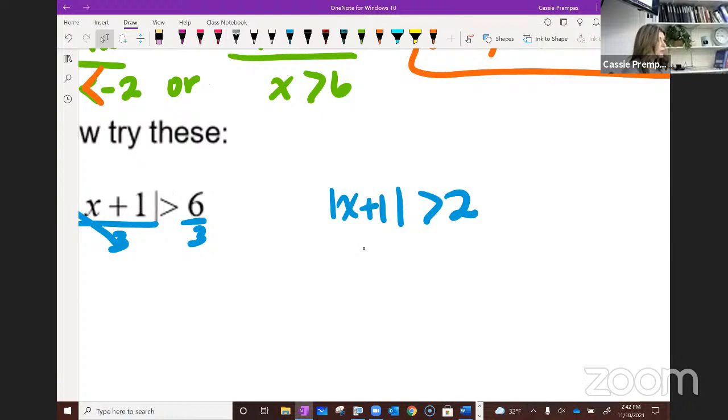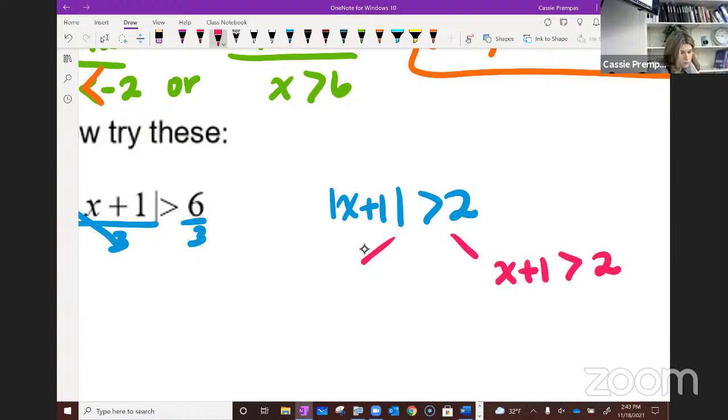All right, now we have the absolute value of X plus 1 is greater than 2. I'd like you to turn to your partner, this time the person with the shorter hair. You share how you would go about solving this. Caleb, you're with Michaela. So you gotta tell her, what would you do?